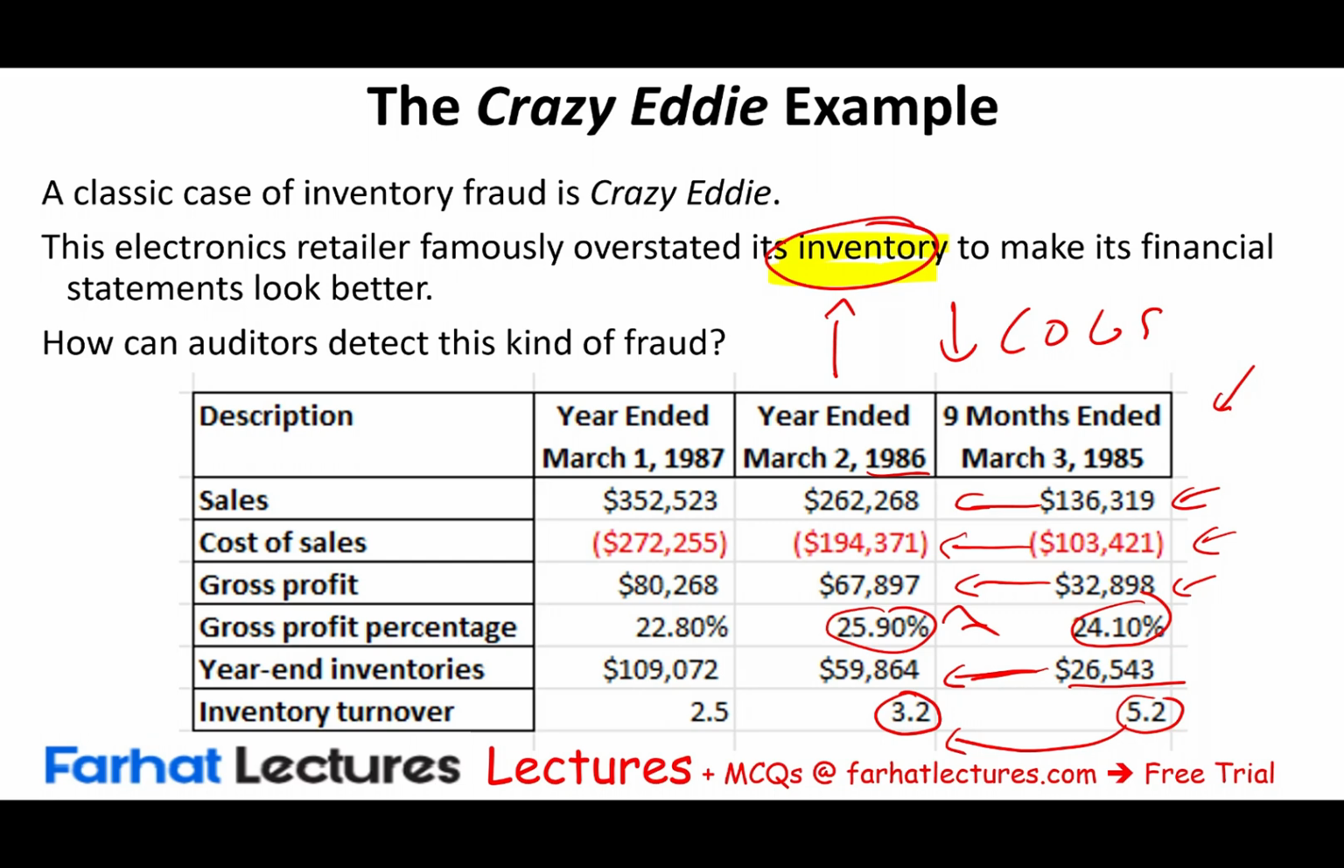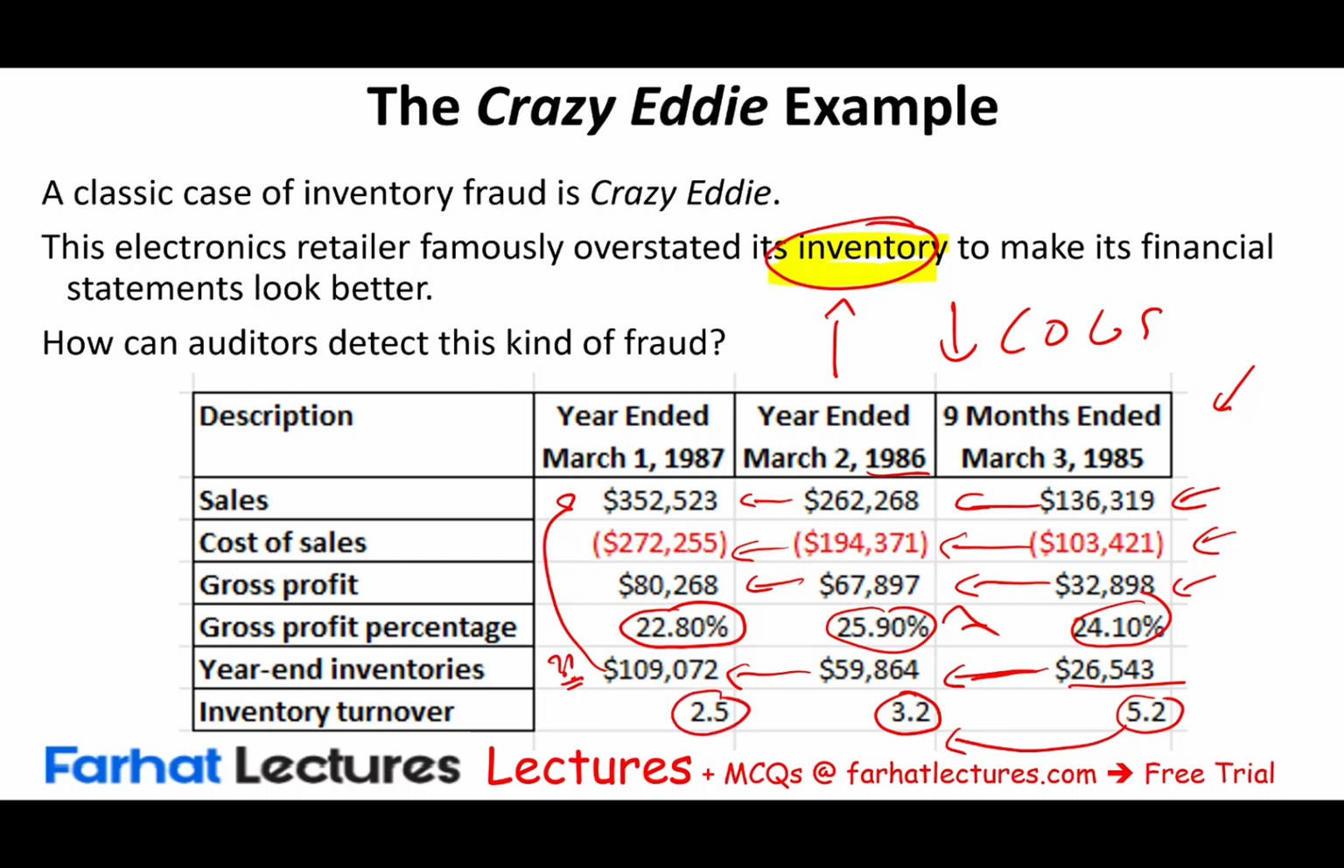Let's take a look at 1987. Again, sales went up. That's fine. Cost of goods sold obviously goes up with the company selling items. Their cost will go up as they sell more. Their gross profit is 80,000. Their gross profit percentage went down. Okay, it's not good, but it went down. But notice what happened to inventory. Their inventory almost doubled again. So what's happening to their inventory? If they're selling, why are they having more inventory? Their inventory is increasing. And notice their inventory turnover is down to 2.5.